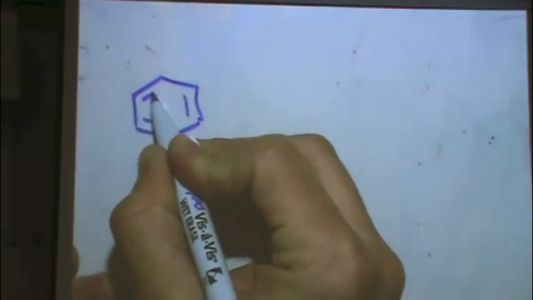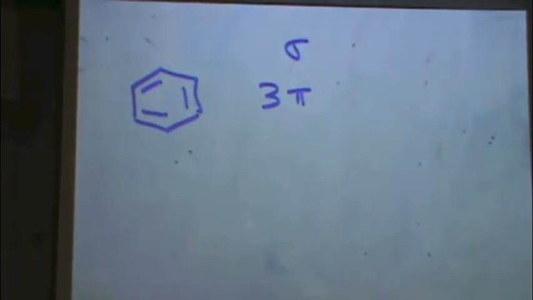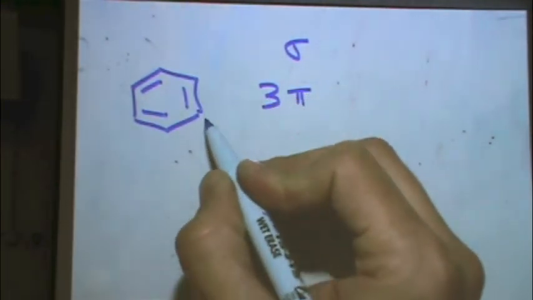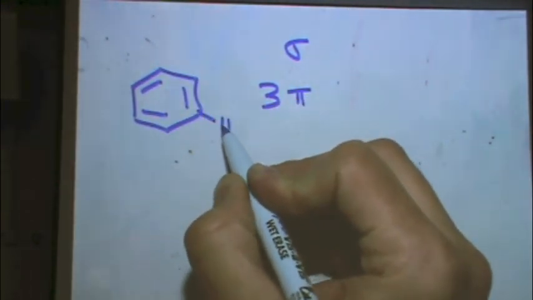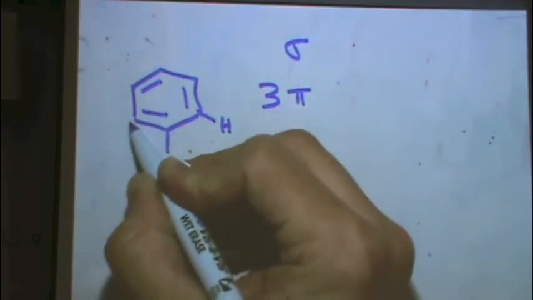Did you want to do one more? Yes. One more. How many pi's? 3. 1, 2, 3. How many sigmas? Not 6. What's here? Remember, every carbon has 4 bonds.